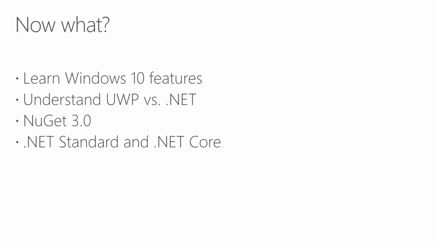For instance, you might learn what the cool new Windows 10 features are so you can start exploiting those in your application. You need to understand the difference between UWP and .NET development. There is a new package manager that was just released a couple of months ago, and that is NuGet 3. I could spend an hour talking about NuGet 3, so I encourage you to learn more about it. But essentially, it's a new way of deploying packages that works well with .NET Standard and the new features that Microsoft is building. Going forward, .NET and .NET Core are going to be deployed using NuGet 3. The other thing you need to learn, of course, is the difference between .NET Standard and .NET Core.